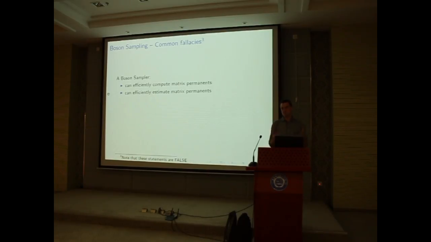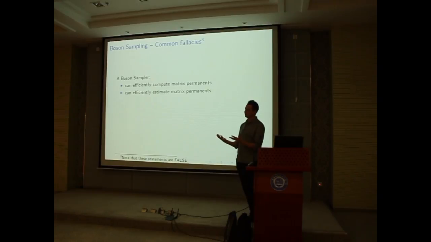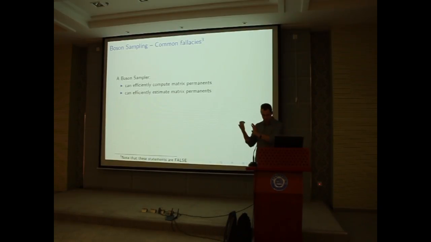You might think, oh, therefore it can estimate the matrix permanence, because that's what you talked about. No, it can't do that either. It does that in this third level of the polynomial hierarchy, which is not efficient unless P equals NP or something like that. But it's not efficient. All right. So I got the two big ones out there.